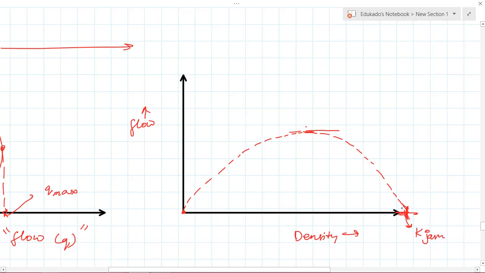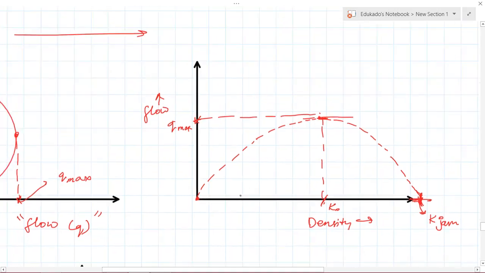Alright. Since the vehicles cannot move at the jam density, the flow value is again zero over here. And there will be some density between 0 and jam density where the value of flow will be maximum. I can call it again Qmax. So I can say that at Qmax the density is K naught. So that's how it's going to vary.